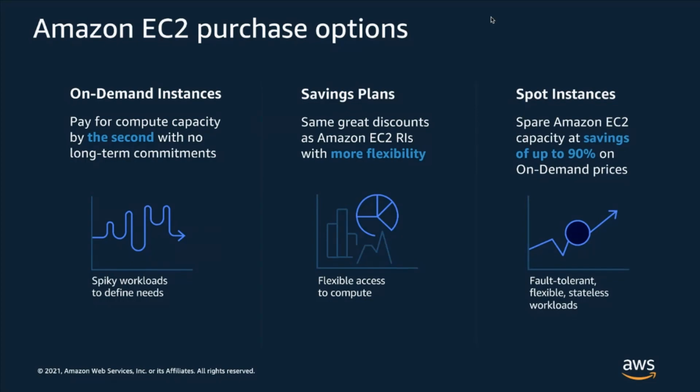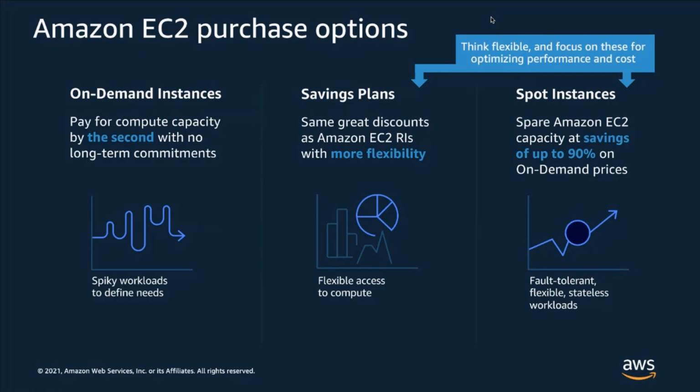Now, third purchasing option is something called spot instances. This is where you can get access to our spare capacity for savings up to 90% off of the on-demand price. So if you think back to that broad compute platform that we offer, you understand we have a tremendous amount of available capacity for you. And when that capacity isn't being used and it's available as spare, you can tap into it through a purchase option called spot instances. So you want to think flexible and you want to focus on savings plans and spot instances to optimize your overall performance and cost for your EC2 compute platform.